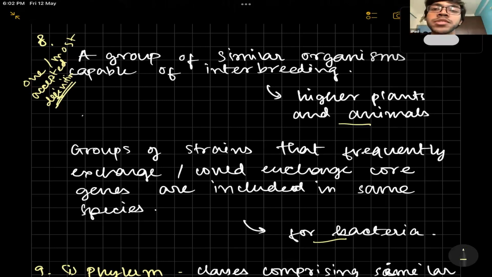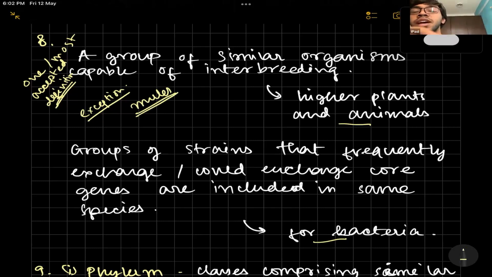But it has some exceptions too. An example is mules. They cannot interbreed, but they're the same species. They have similar morphological characters, and they belong to the same section. It also has some drawbacks, but it is currently the most accepted one. So just for your information, that's all.